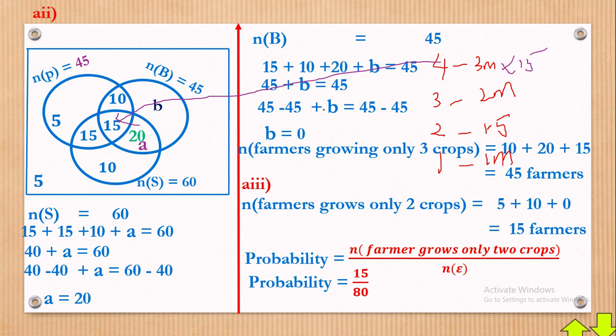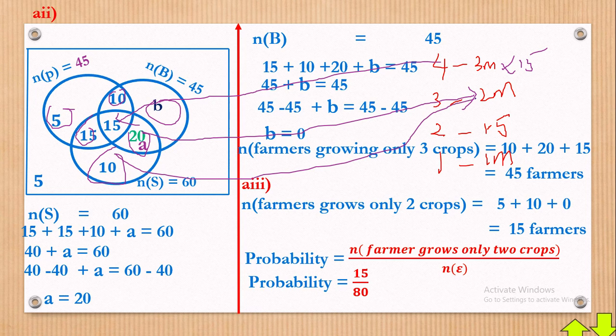Now also, where is the 3 crops? The 3 crops is a combined value: this plus this plus this, times the 2 millions. Those are the number of farmers there. For 2 crops, it is this plus this plus this, times that 1.5 millions.